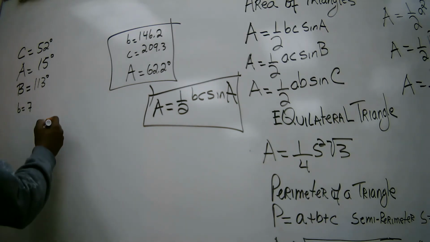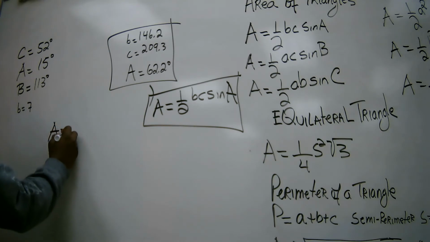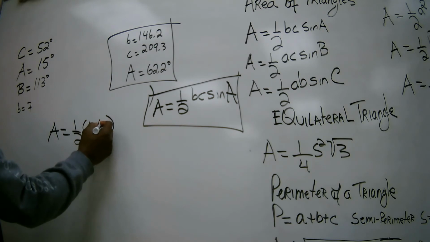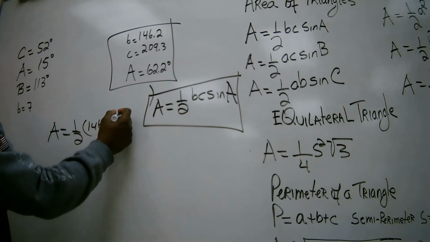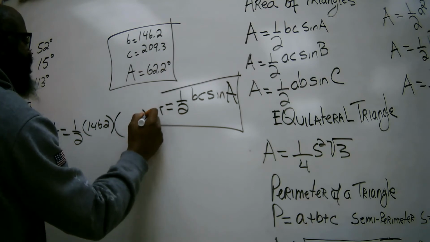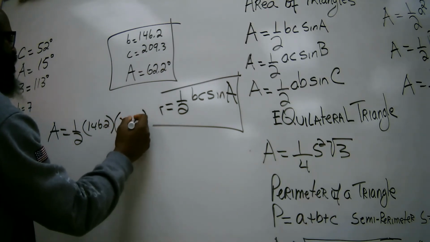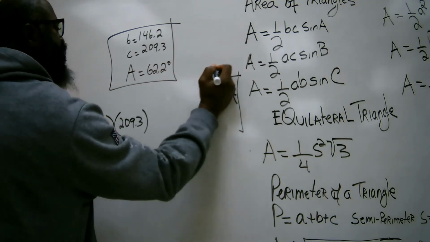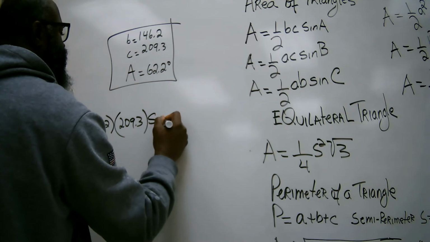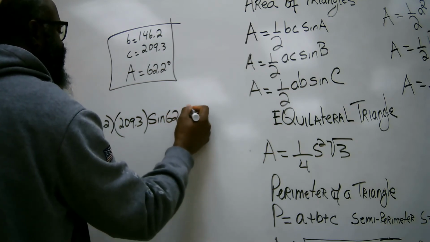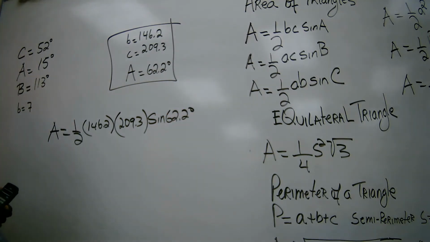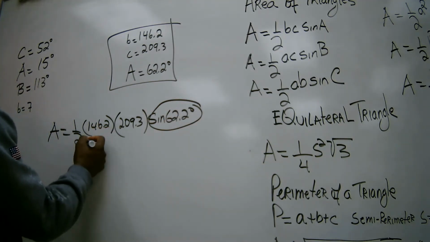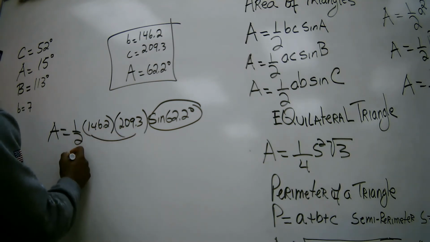In order to find the area, you will want to insert the information: 1/2. Alright. B, which is 146.2, those are huge numbers, times 209.3, and times sine of 62.2. In this case, what I will do, I need to find sine of that. Then I'm going to multiply those two numbers and take half of that.